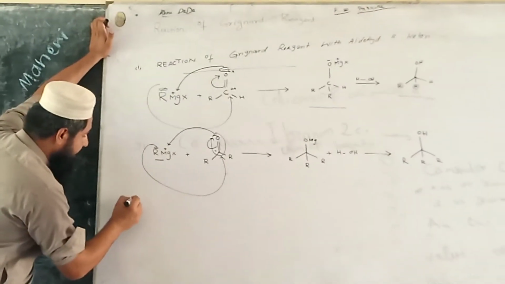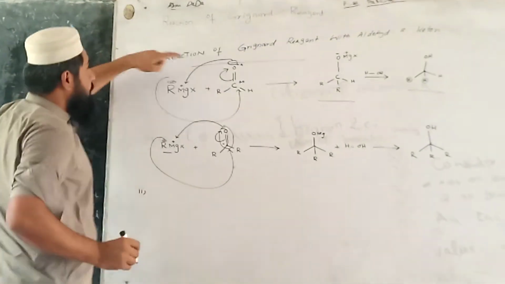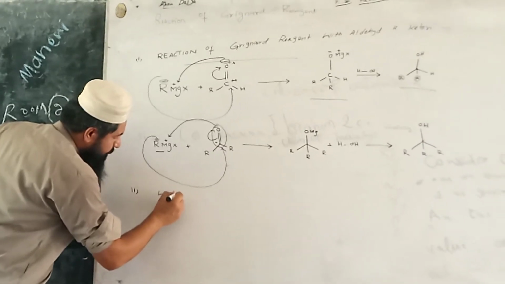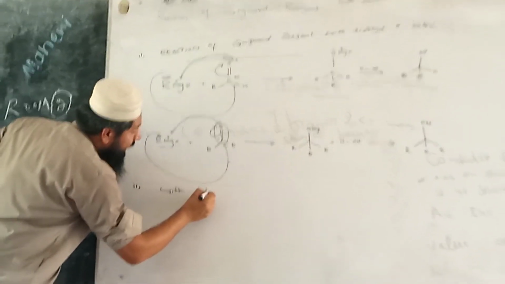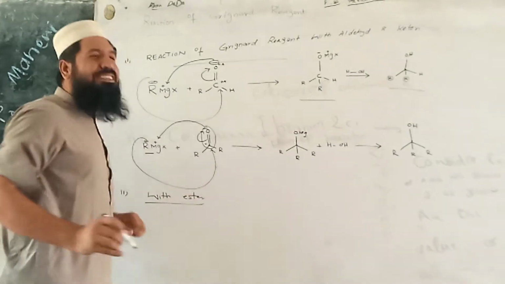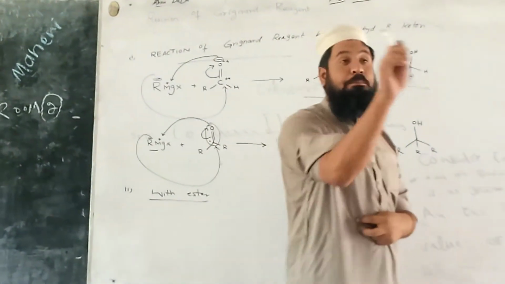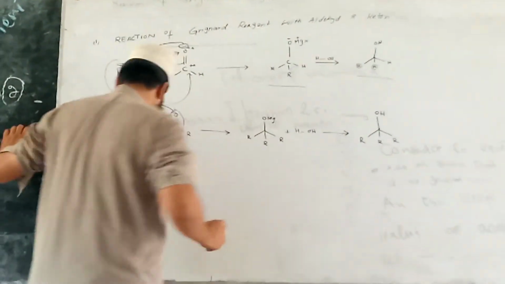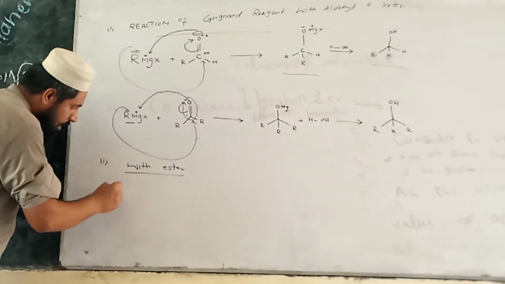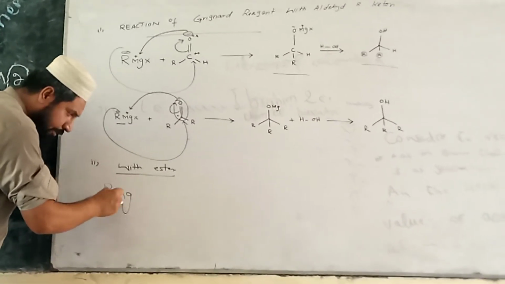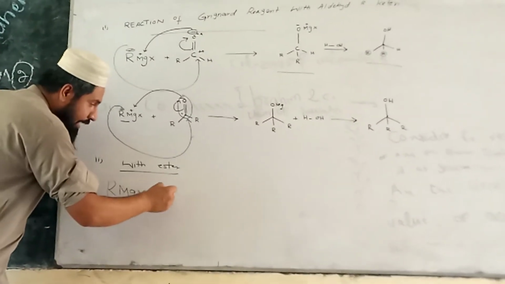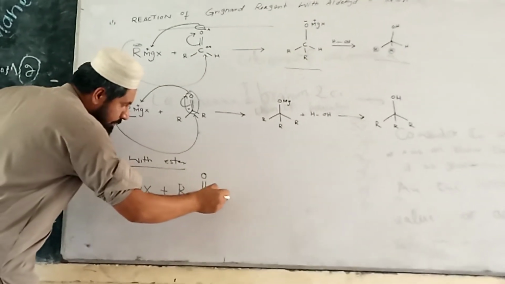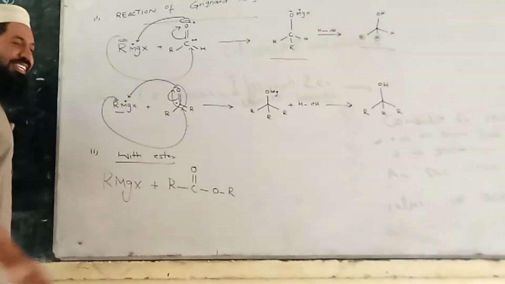Now the second reaction of Grignard reagent is the reaction with what? Ester. So what are esters? Esters are organic compounds having the ester functional group. Look, this is the Grignard reagent, RMgX. You know it. And this is our ester.